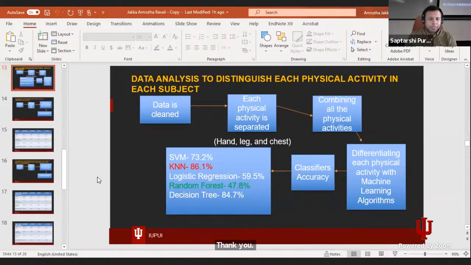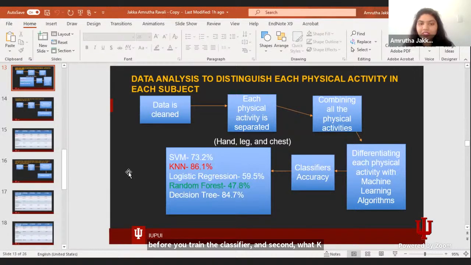Amruta, I had a question on the modeling part, and I am a little surprised to see KNN perform this well. Did you have to do any kind of pre-processing before you trained the classifiers? And second, what K did you specify when you were doing the KNN? Before doing the classification, I pre-processed by combining all the data from each patient and then label encoding it with the activity label. And I took K value as 2, Professor, for running KNN. It works best for this data set.